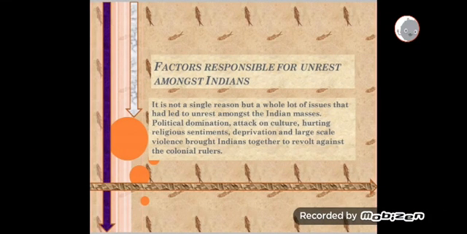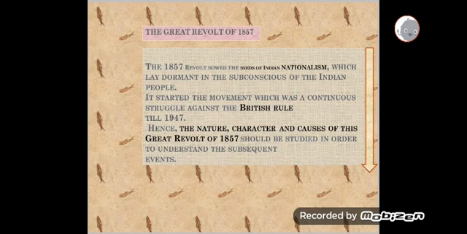It is not a single reason, but a wide load of issues that had led to unrest amongst the Indian masses. Political domination, attack on culture, hurting religious sentiment, deprivation, and large-scale violence brought Indians together to revolt against the colonial rulers. Okay. After that, the Great Revolution of 1857 started.